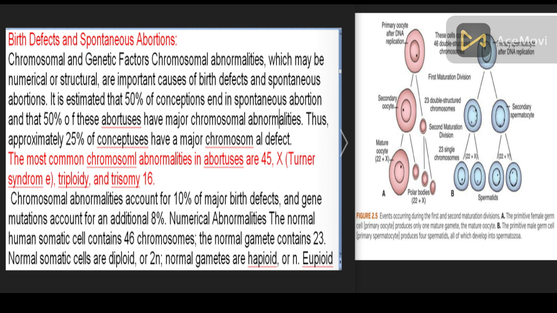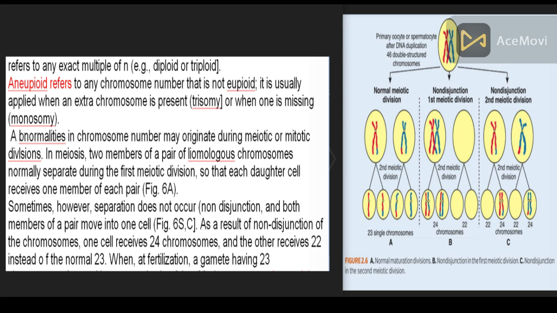Normal somatic cells are diploid, or 2N; normal gametes are haploid, or N. Euploid refers to any exact multiple of N, for example diploid or triploid. Aneuploid refers to any chromosome number that is not euploid. It is usually applied when an extra chromosome is present, trisomy, or when one is missing, monosomy. Abnormalities in chromosome number may originate during meiotic or mitotic divisions.